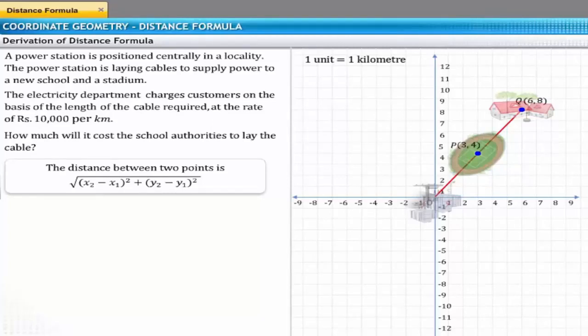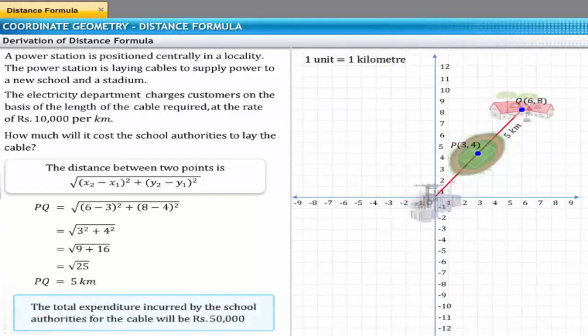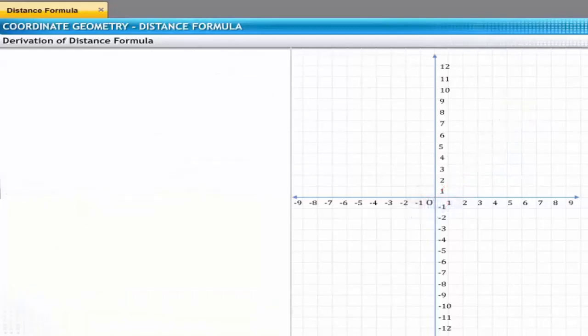Substituting x1, y1 equals 3, 4 and x2, y2 equals 6, 8 and simplifying, you get distance PQ as 5 kilometers. Therefore, the total expenditure incurred by the school authorities for the cable will be 50,000 rupees. Using the same method, we can find the distance between any two points in the given locality.